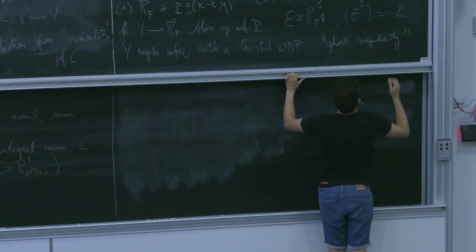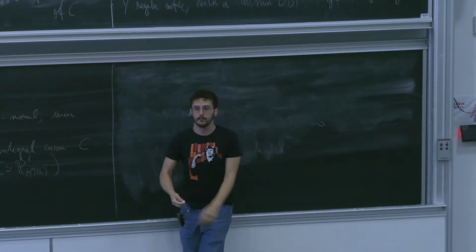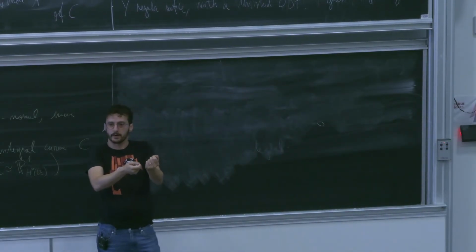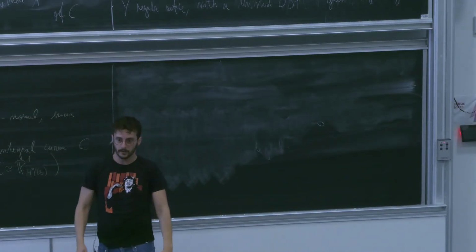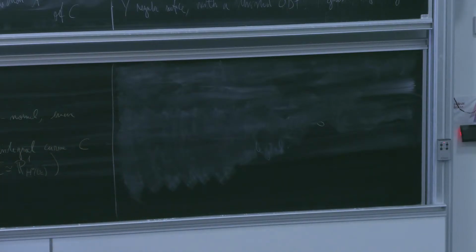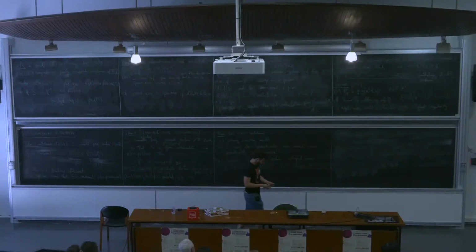So this surface becomes non-smooth when you base change to the algebraic closure. This point appears as an actual singular point. Yeah, actual singular point. Okay.